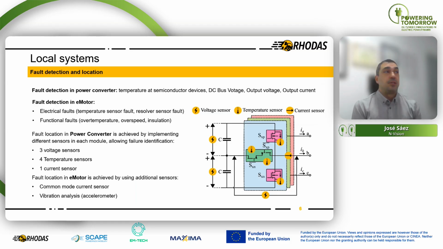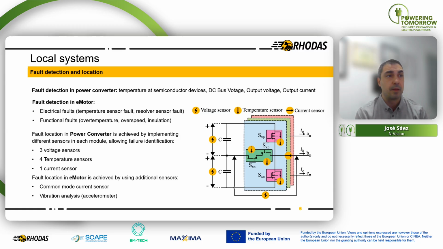So, as I mentioned, the first layer is on the local system. All this has been implemented in the local microcontroller that is managing the power converter and driving the motor. As I mentioned, here the idea is to detect or deal with those critical failures that can potentially damage the motor in a very short time, so they require an immediate action.